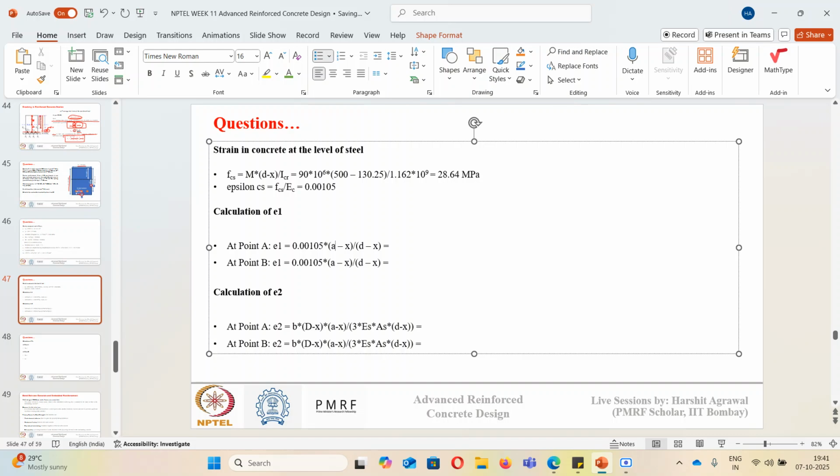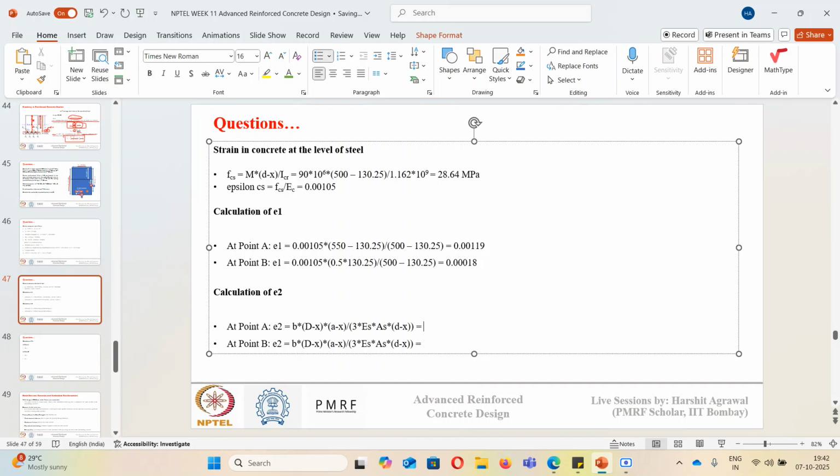Now to convert the strain from steel level to actual crack level, we have point A and point B. For point A, a is equal to D, so I will just convert this a as D, 500. X is equal to 130.25, and D minus X we know it is 500. So epsilon 1 at point A is 0.00119. At point B, a is nothing but x plus x by 2, so x plus x by 2 minus x will be equal to 0.5x. So 0.5 times 130.25 divided by 500 minus 130.25. So epsilon 1 at point B will come out to be 0.00018.